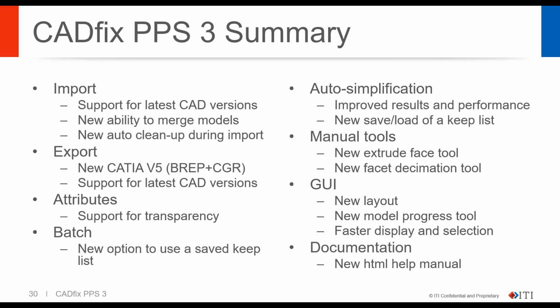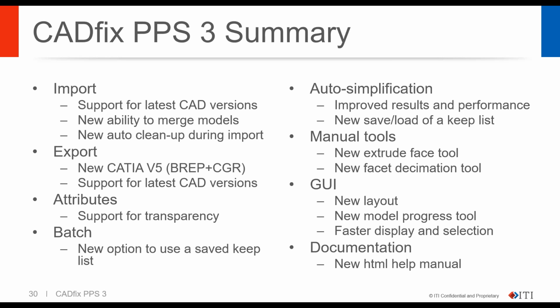So this is just a summary of everything that we've covered today. We've updated our import and export CAD version support with an additional new CATIA V5 export. We now also support the import and export of transparency attributes. We've improved our automatic simplification process to provide a more robust, efficient, and consistent, fully automated MCAD model simplification solution. We've added the new retainable keep list functionality and made this exploitable in batch model processing.